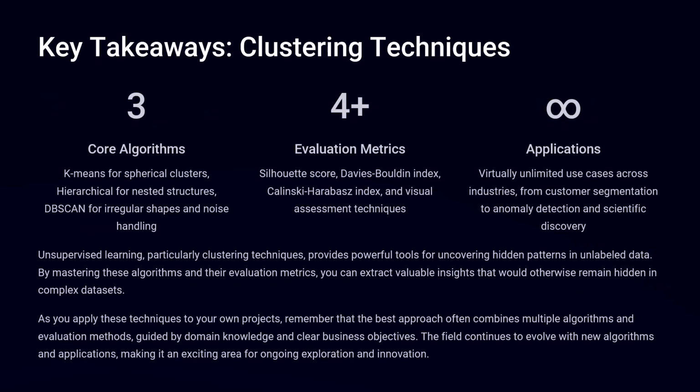Key takeaways: clustering techniques. Three core algorithms: k-means for spherical clusters, hierarchical for nested structures, DBSCAN for irregular shapes and noise handling. Four or more evaluation metrics: silhouette score, Davies-Bouldin Index, Calinski-Harabasz Index, and visual assessment techniques. Infinite applications: virtually unlimited use cases across industries, from customer segmentation to anomaly detection and scientific discovery.